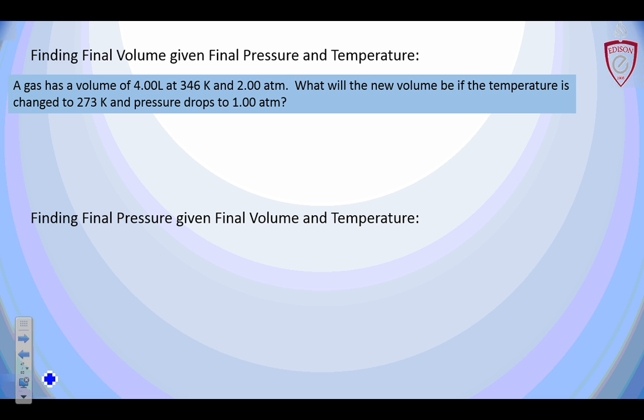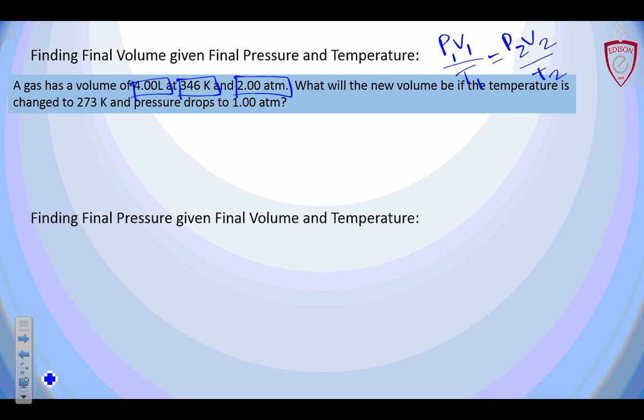Final volume. We're going to try and find the final volume. I have a gas that has a volume of 4 liters at 346 Kelvin and 2 atmospheres. What will the new volume be if? So there's my key. The new volume is everything else after is going to be new, right?